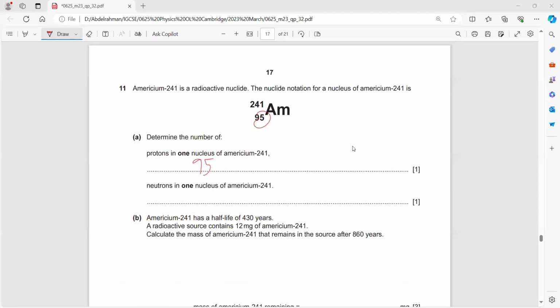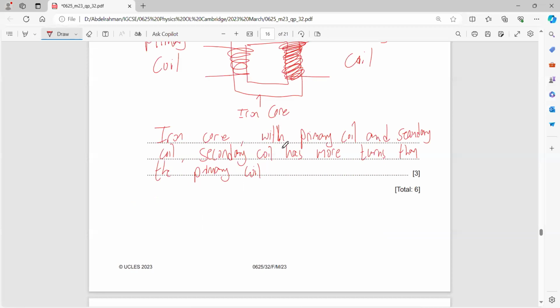But can we also go back because I didn't get to finish? Sorry. Iron core, primary coil, secondary coil. Primary coil has fewer turns than the secondary coil, or the secondary coil has more turns than the primary coil. Okay?